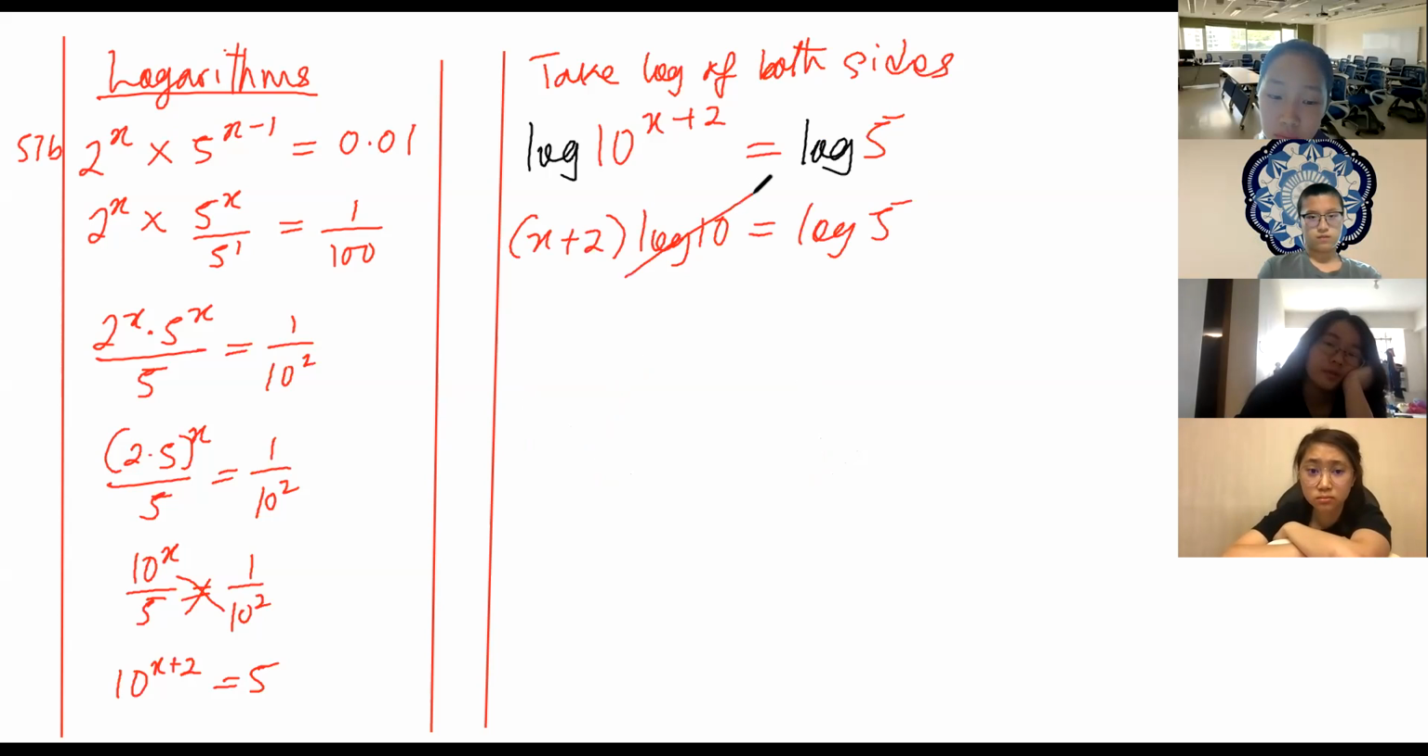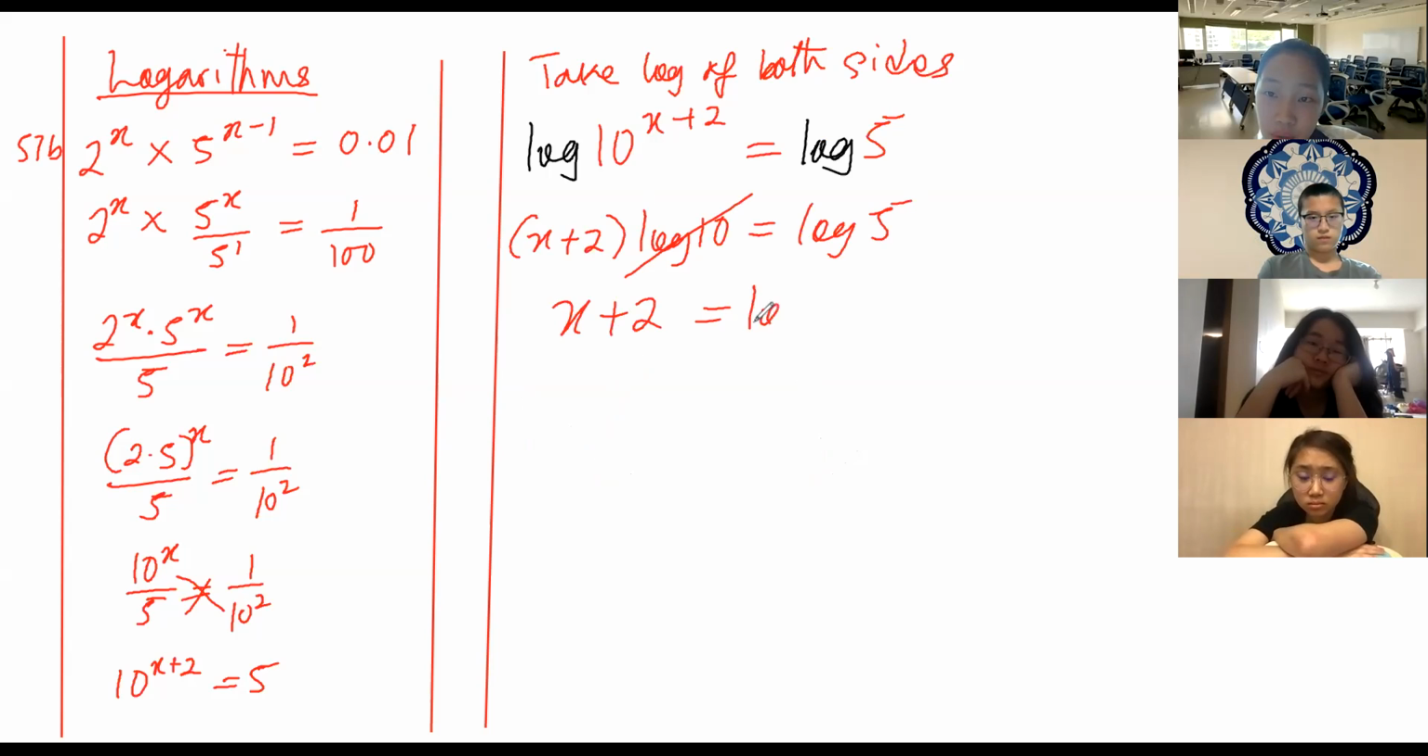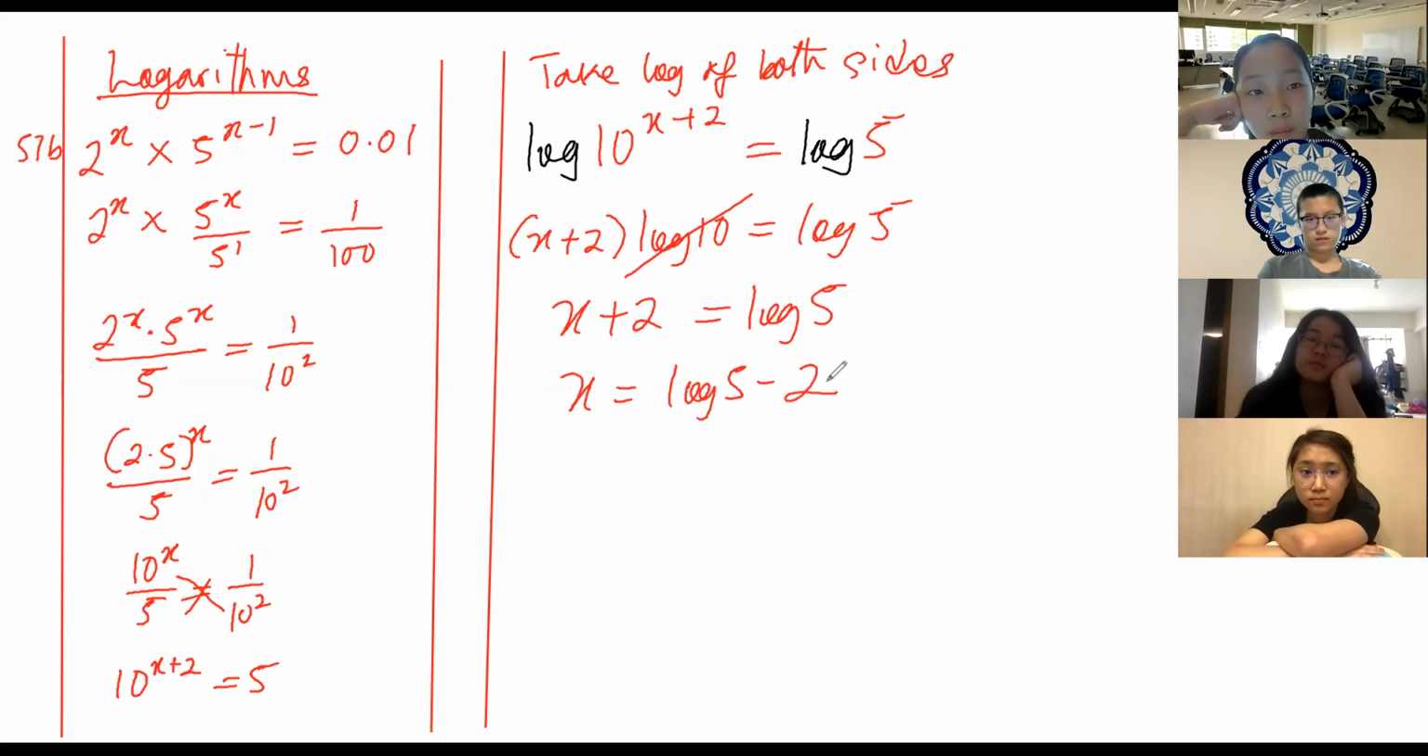Log 10 is 1, so that's gone. x plus 2 times 1 is x plus 2, and this is log 5. So x is going to be log 5 minus 2. If you have to leave it in exact form, you stop here. If you have to leave it in decimal form, what is log 5? That'll be log 10 minus log 2, 1 minus 0.3, that's 0.69 something.